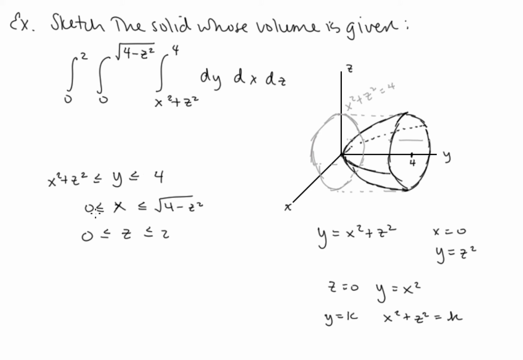But notice the lower bound on x is 0. That's telling us we don't have any of this paraboloid, any of this region that is behind the yz plane. So by looking at the bounds here, we realize we need to get rid of that back part. And then what that does to our paraboloid is that it gives us only the front half. So we could erase this part as well.